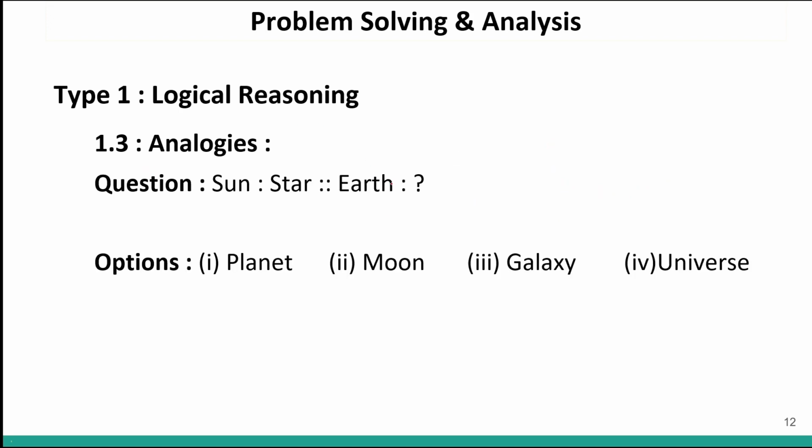Now, analogies we have already discussed. Analogies basically means that two elements are given to us and we have to use the same logic on pair number 2 to identify the problem. So analogies we have already discussed in detail. Over here, sun is to star and earth is to what? We have to find out. So the relationship between sun and star is that sun is a type of star. So we have to follow the same logic for the second one. So earth we have to find is a type of what? So earth is a type of planet. So option number 1, planet, will be the correct answer.